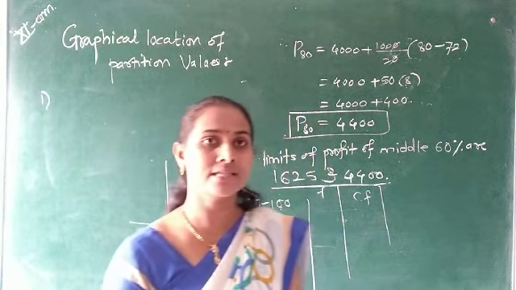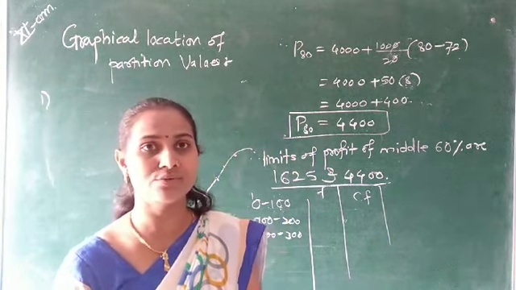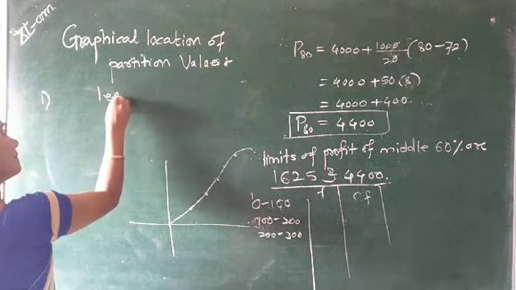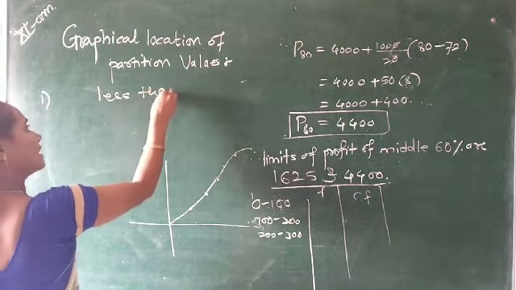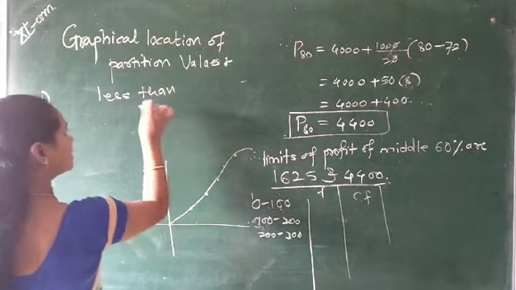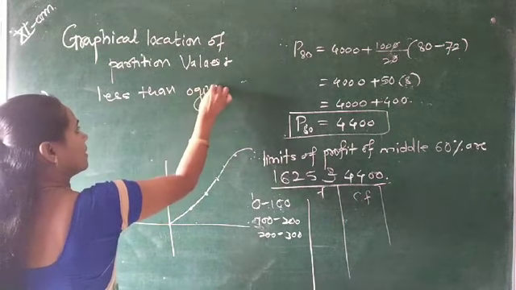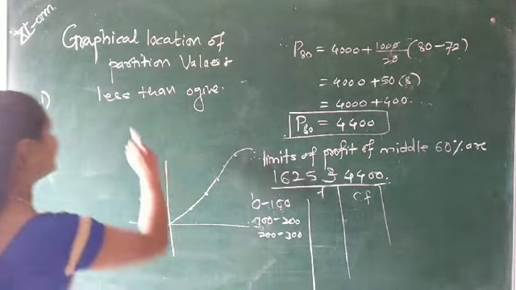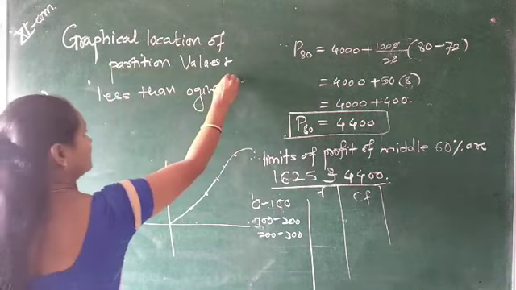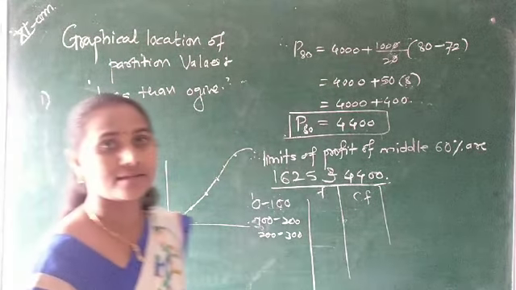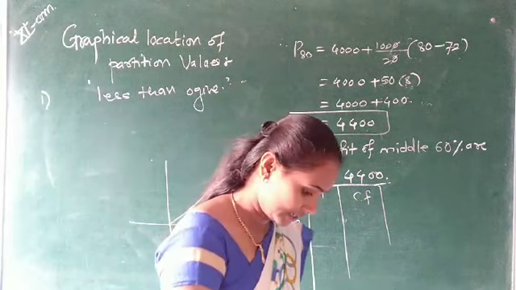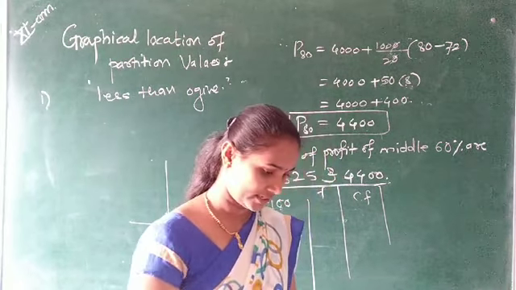First, one thing to remember is that the partition values can be found by using the less than ogive. The partition values can be found by using the less than ogive curve. These curves are called less than ogive curves. So see the first example in our exercise number 1.3.